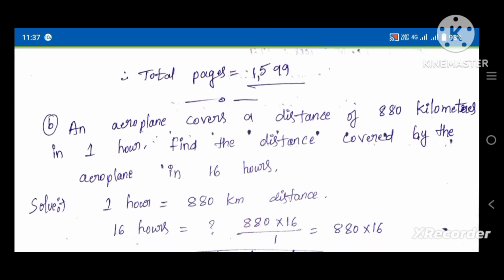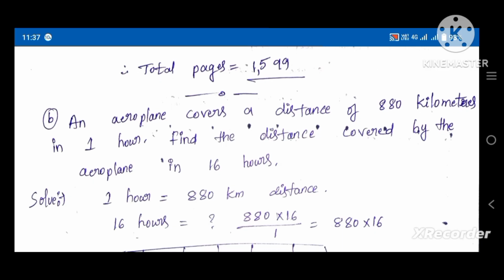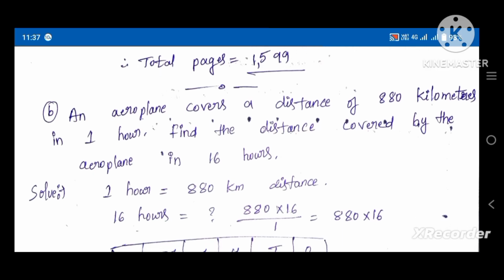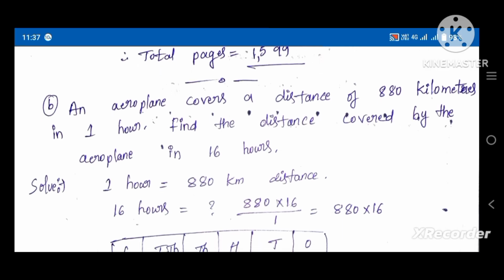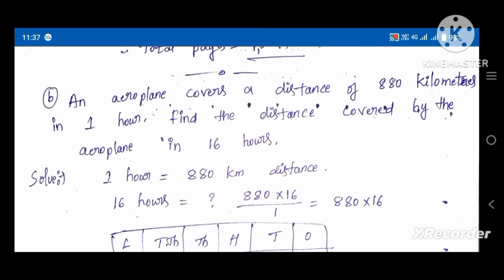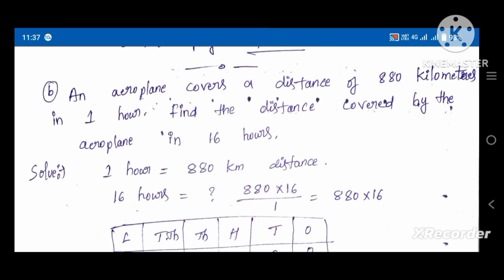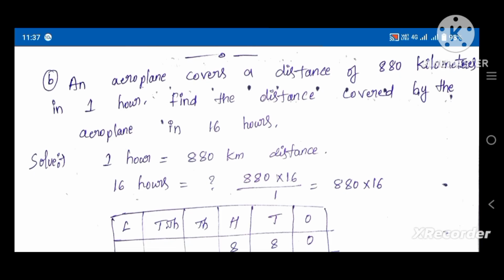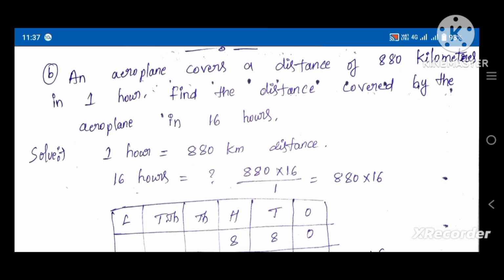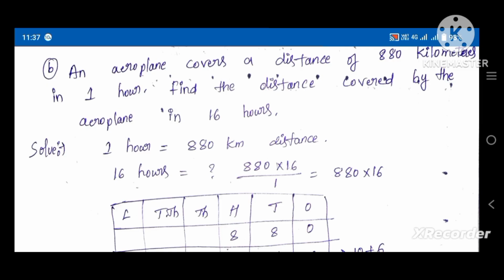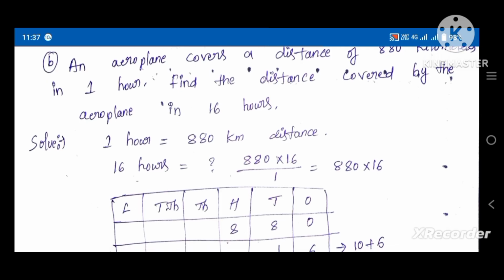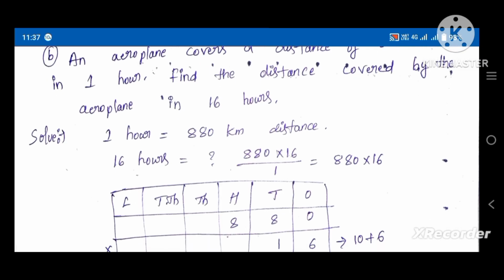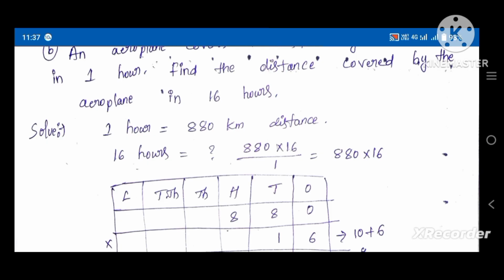B. An aeroplane covers a distance of 880 kilometers in 1 hour. Find the distance covered by the aeroplane in 16 hours. Solve. For 1 hour, 880 kilometer distance. For 16 hours, 880 into 16 by 1 is equal to 880 into 16.